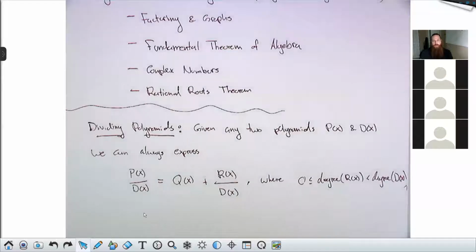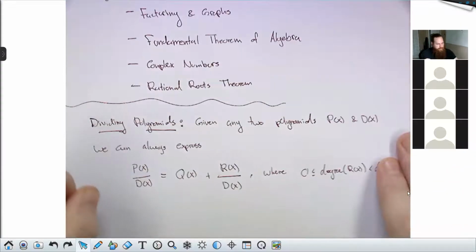So think of this as being a lot like the regular long division algorithm that you learned for numbers in 2nd grade. This says where 0 is less than or equal to the degree of R of x, and the degree of R of x is strictly less than the degree of D of x. So the degree of the remainder is always strictly less than the degree of the divisor.